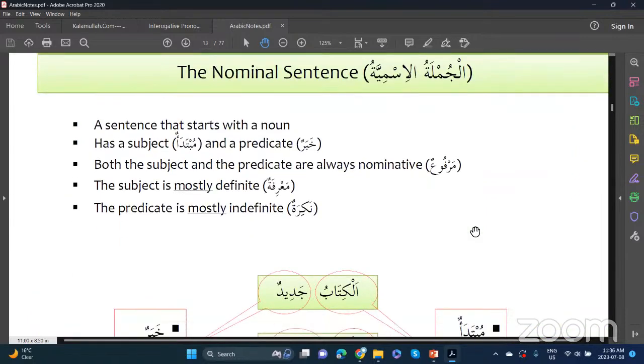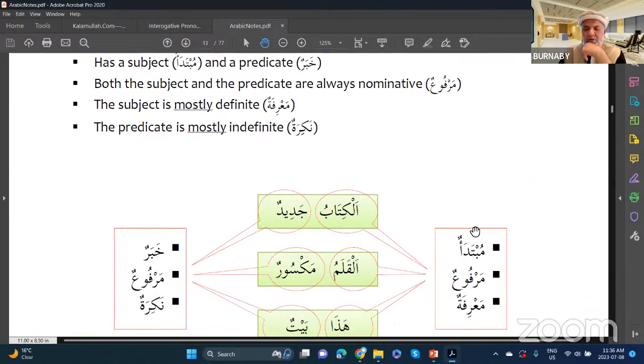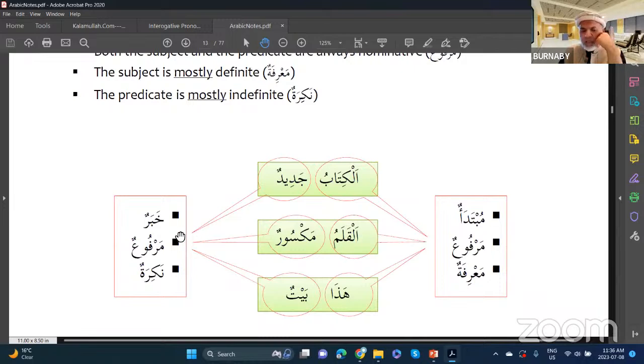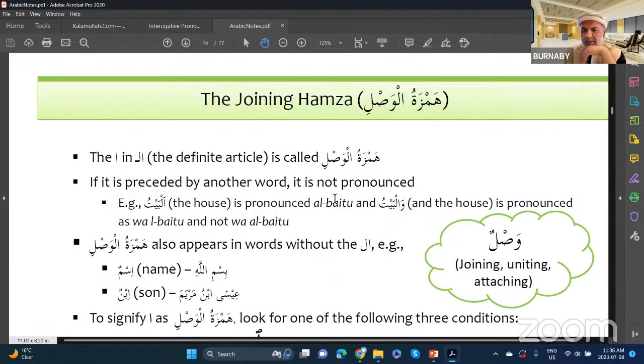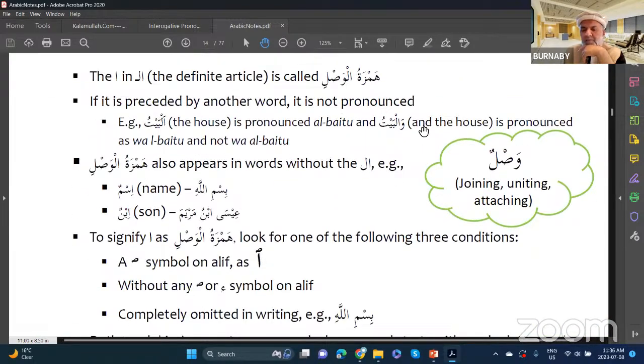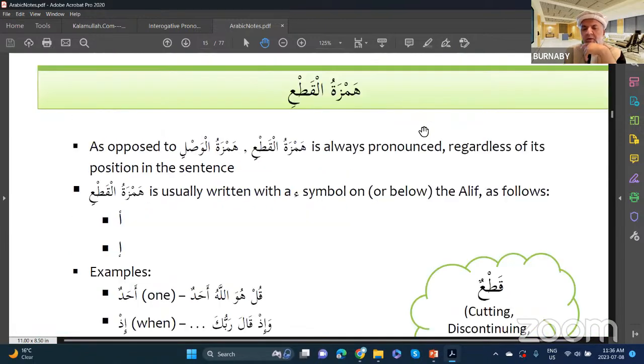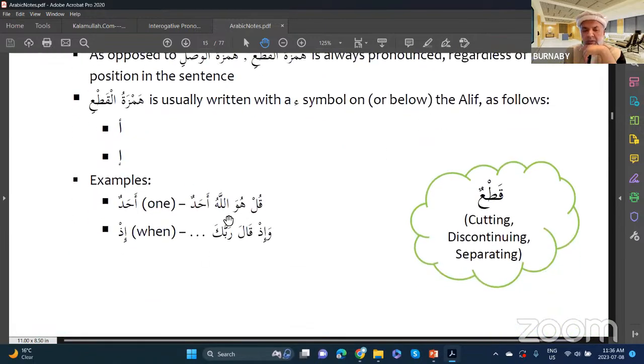Okay. So then the nominal sentence, we know that we have mubtada and we have khabar. And we know a lot of details about mubtada and khabar: that mubtada has to be marfu and marifa, the khabar has to be marfu and nakira. And there are some examples right here. And then hamzatul wasl and hamzatul qata. Hamzatul wasl you already know. Hamzatul qata is over here. This is qul huwa Allahu ahad. So over here, this hamza is called hamzatul qata. You cannot ignore it. You have to pronounce it.